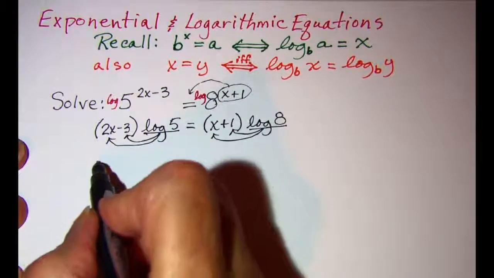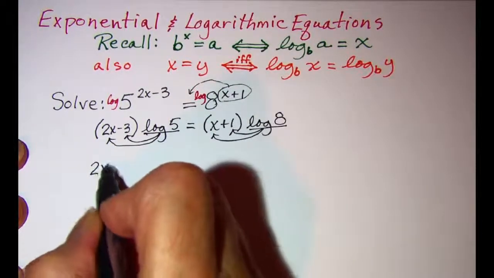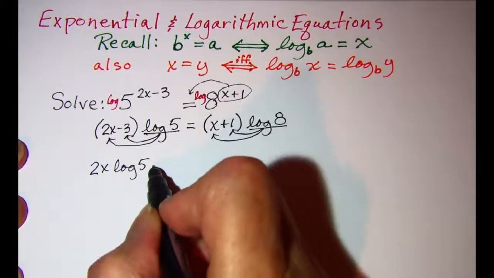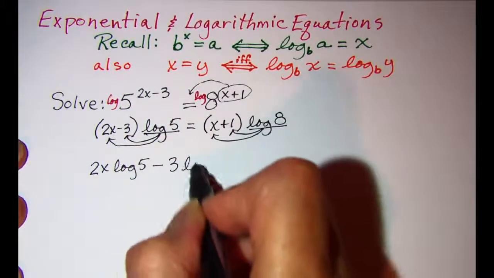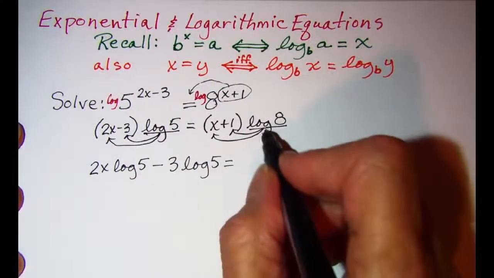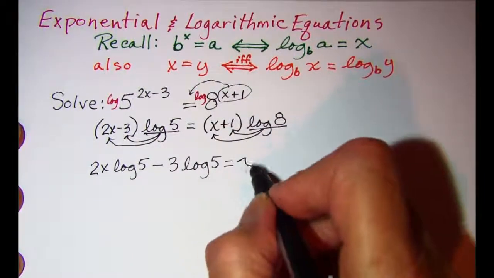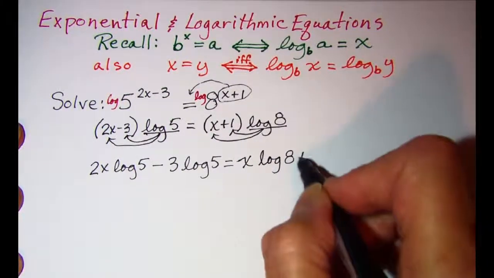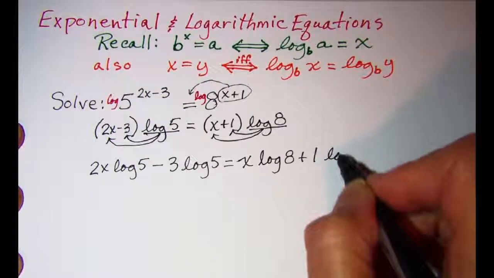So on the left side I have 2x times the log of 5 minus 3 times the log of 5. On the right side, I have x times the log of 8 plus 1 times the log of 8.